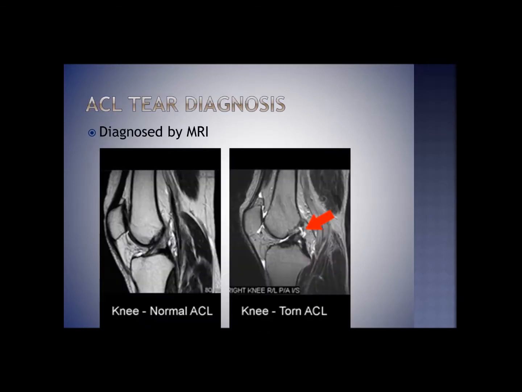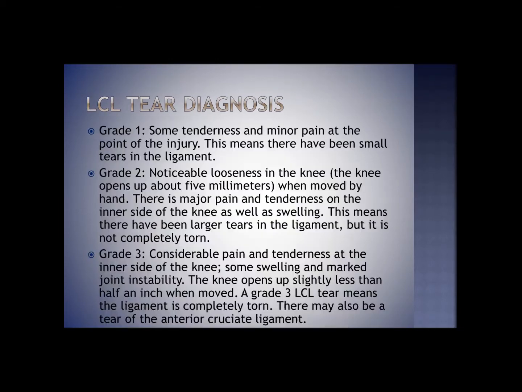So when talking about the ACL, you're going to talk about diagnosis. The diagnosis is by MRI, and as you can see on the left here, you have a normal knee anatomy, and on the right you have a torn ACL. So based on the doctor's description and the diagnosis, you'll be able to see the tear on what's known as an MRI.